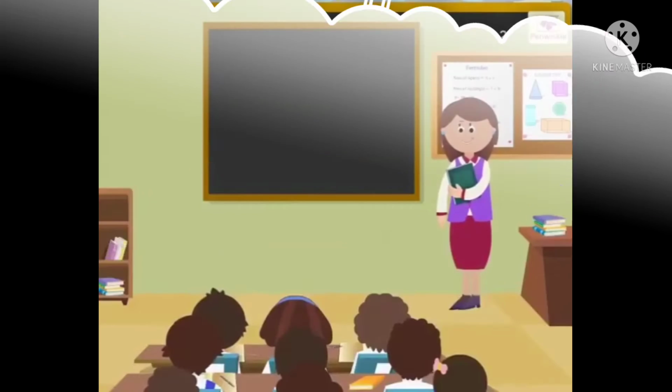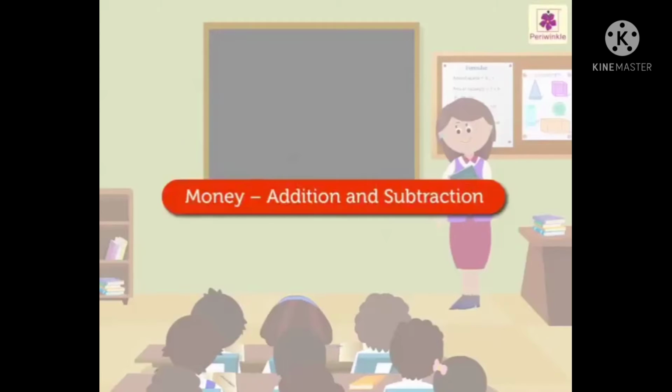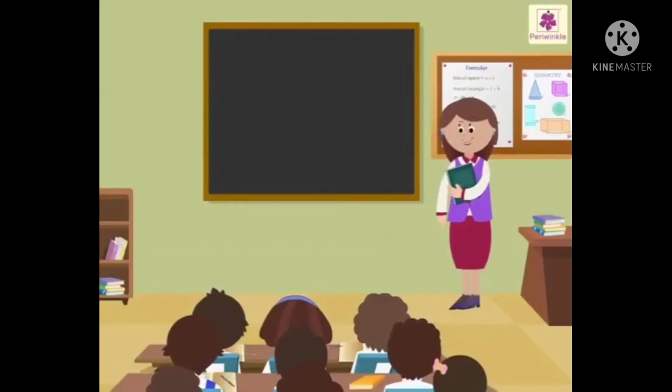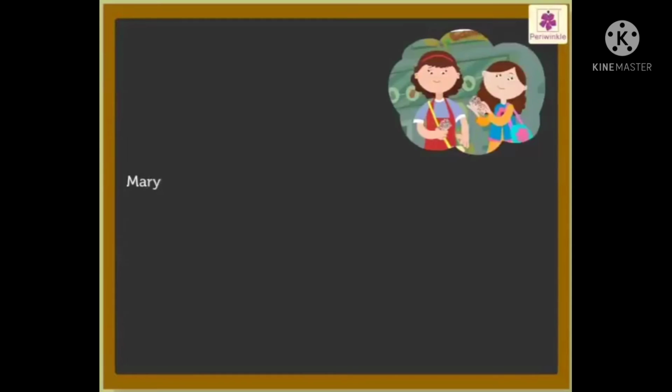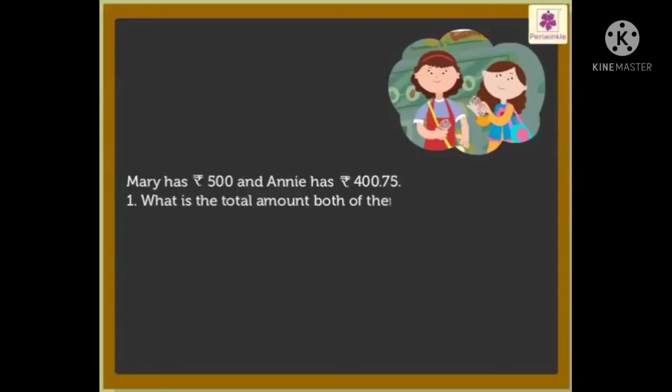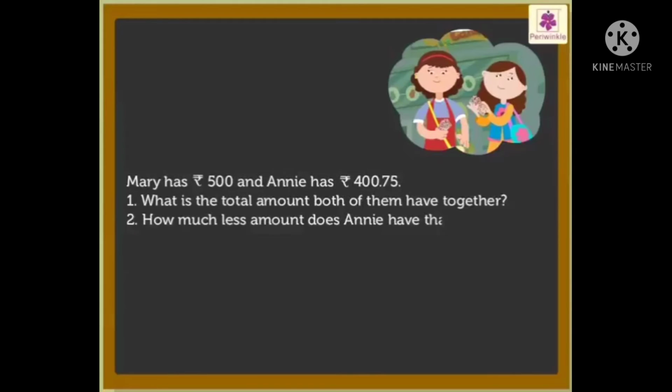Hello friends. Let us solve some addition and subtraction stories here with Mary. So, shall we begin? Let's begin with the first story. Mary has 500 rupees and Annie has 400 rupees 75 paise. 1. What is the total amount both of them have together? 2. How much less amount does Annie have than Mary?